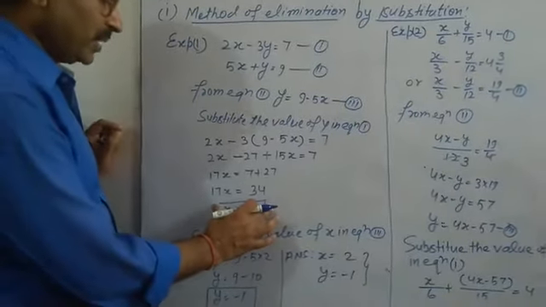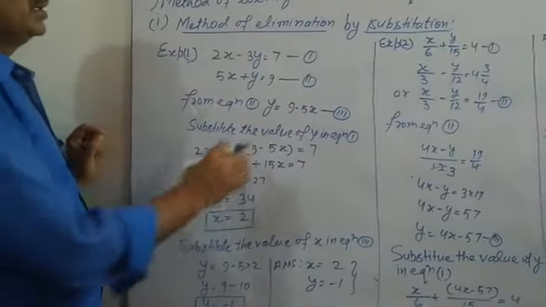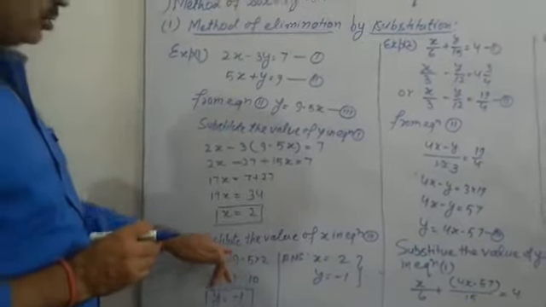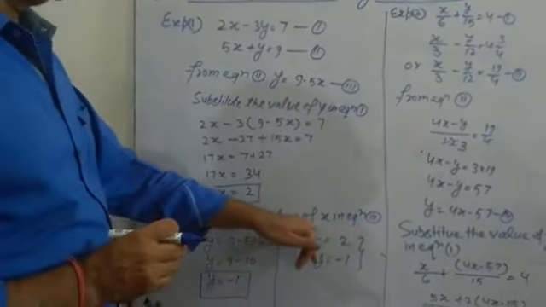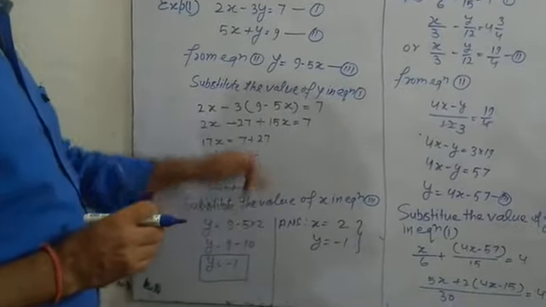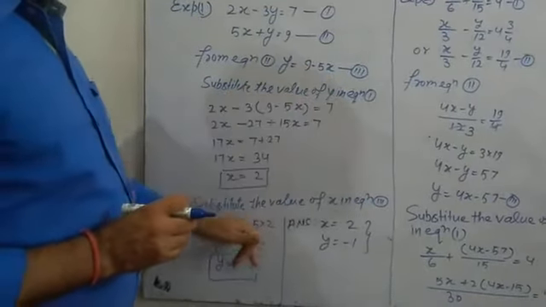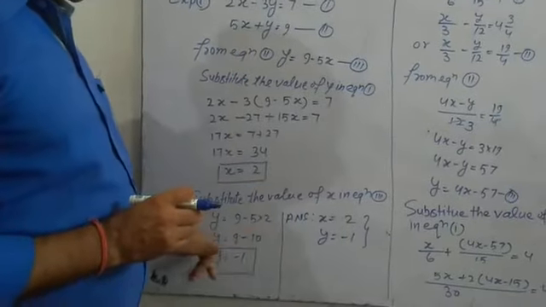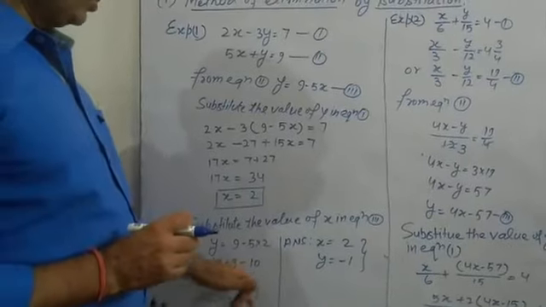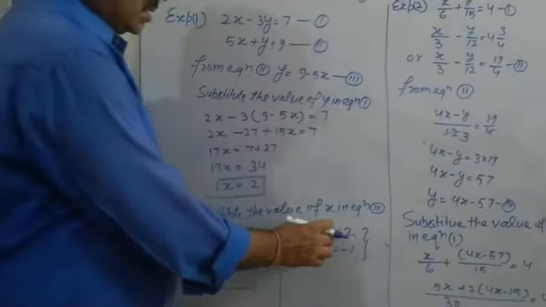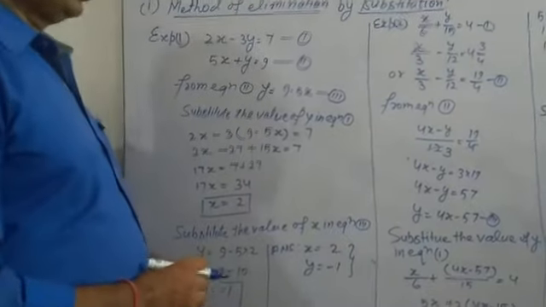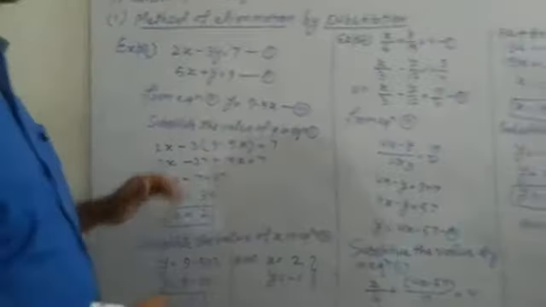This value of variable x is put in equation third. This is the third step. Substitute the known value of x in equation third. y equal to 9 minus 5 into 2, y equal to 9 minus 10, y equal to minus 1. So x equal to 2 and y equal to minus 1. This is the answer of this question.